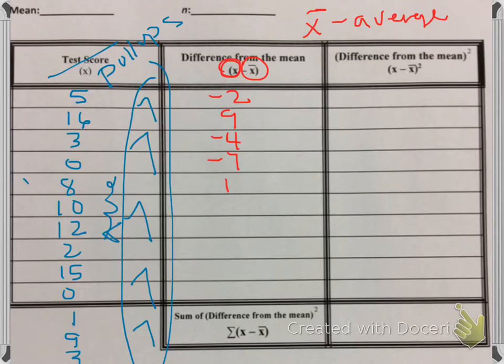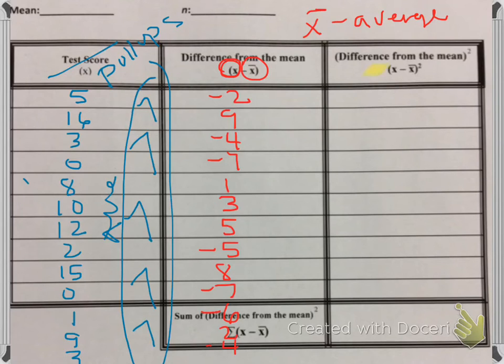8 minus 7, which is 1. 10 minus 7, which is 3. 12 minus 7, which is 5. 2 minus 7, which is negative 5. 15 minus 7, which is 8. 0 minus 7, which is negative 7. 1 minus 7, which is negative 6. 9 minus 7, which is 2, and 3 minus 7, which is negative 4. Again, I'm running out of space because this table was not made for this particular problem, but this is just the order that I like to do it in.